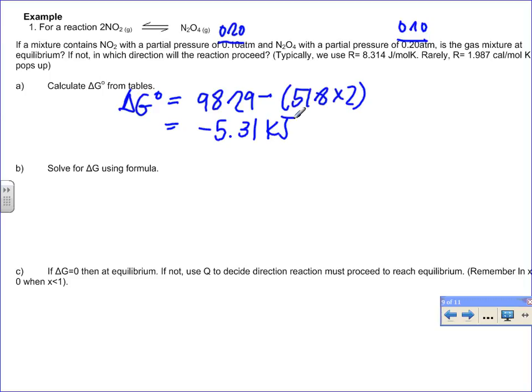Now, this is delta G naught, but this is the value that we would have if the pressures of both of the gases were 1 atmosphere. We've got the pressures at 0.2 and 0.1, so we need to calculate delta G for that particular system. So we're going to use the formula delta G naught plus RT ln Q.